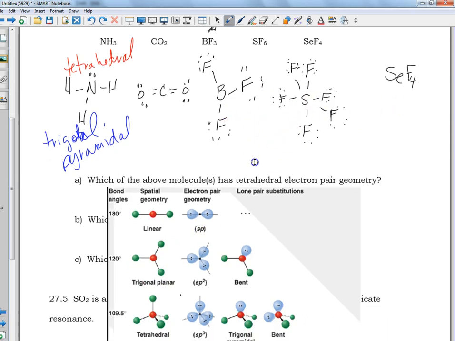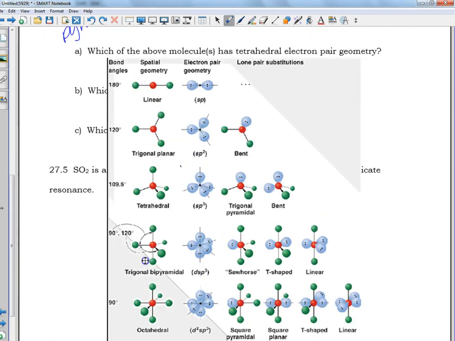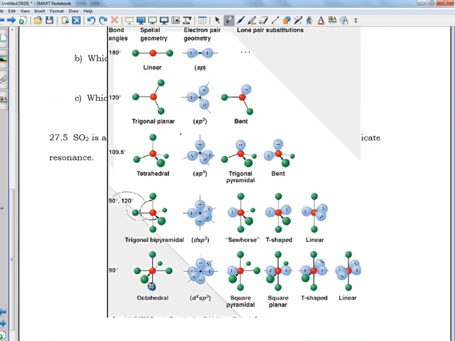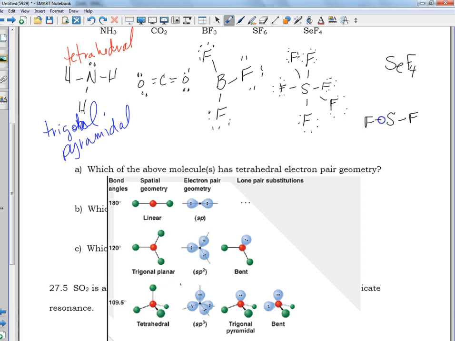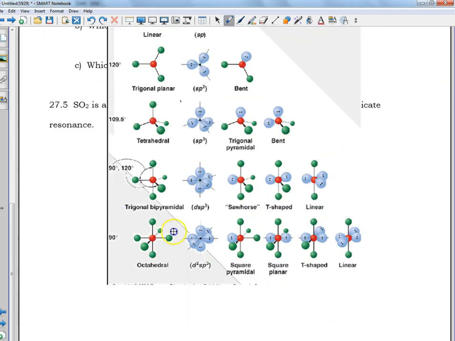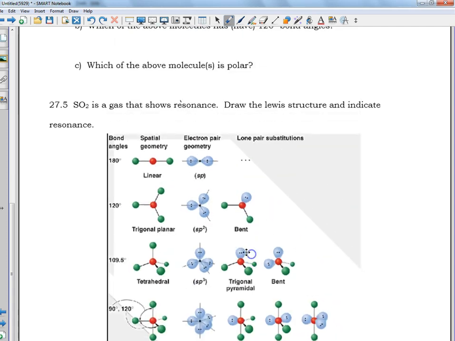SF6 has 6 bond areas. It is going to be this octahedral bond area. And SF4, if we look back, he looked like this. And he had one lone pair, so he has 5 areas. So he fits in this trigonal bipyramidal area. With one lone pair, he would actually be the seesaw shape.